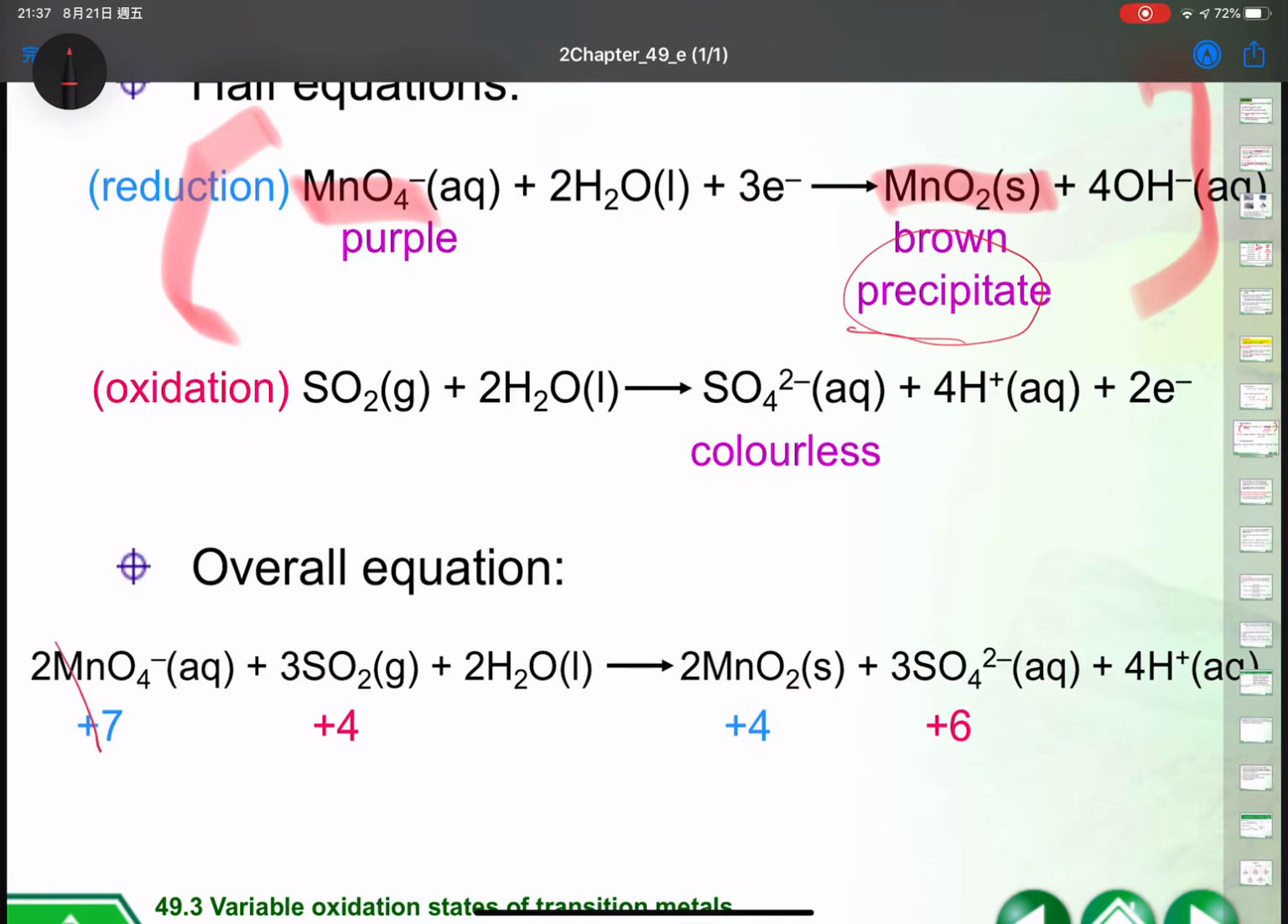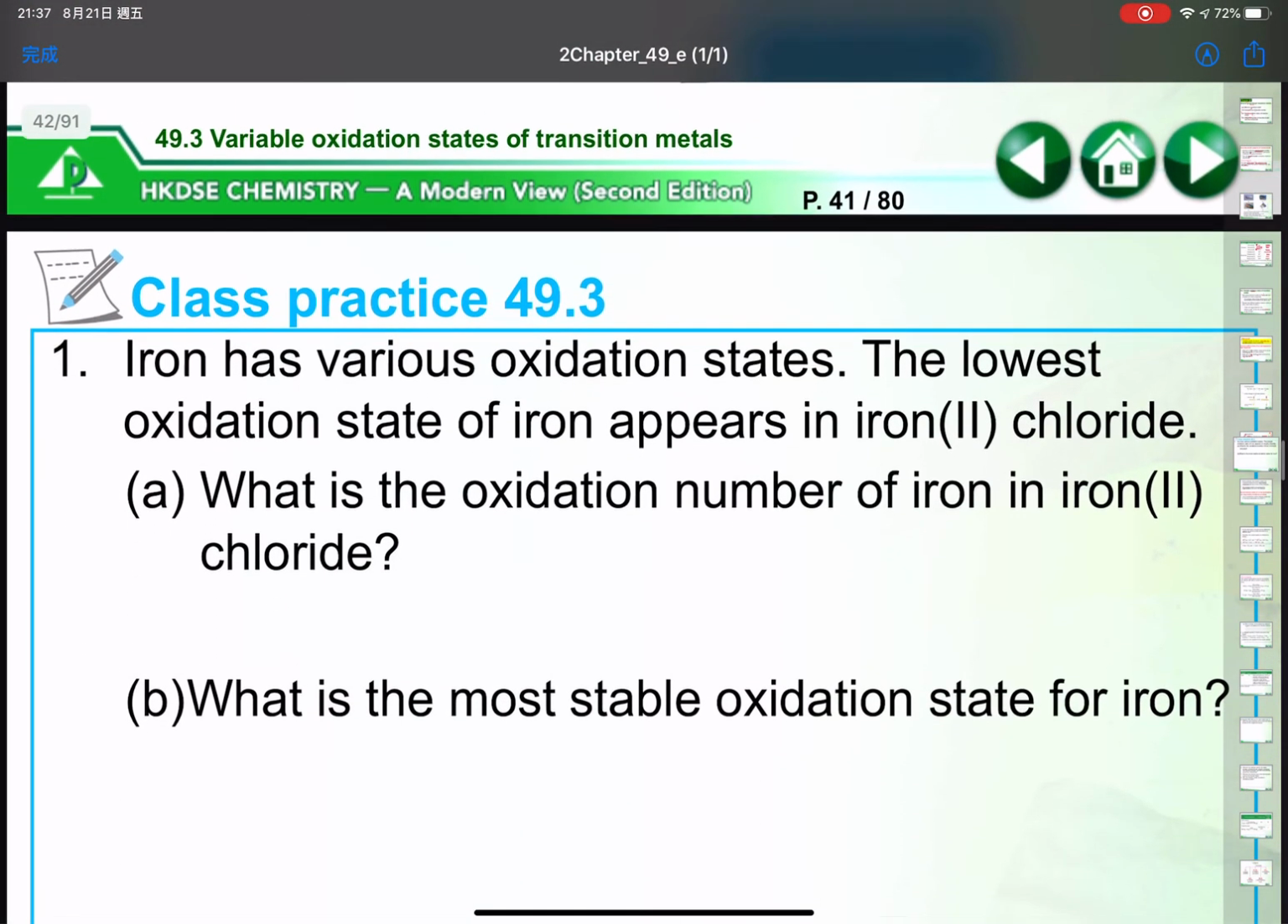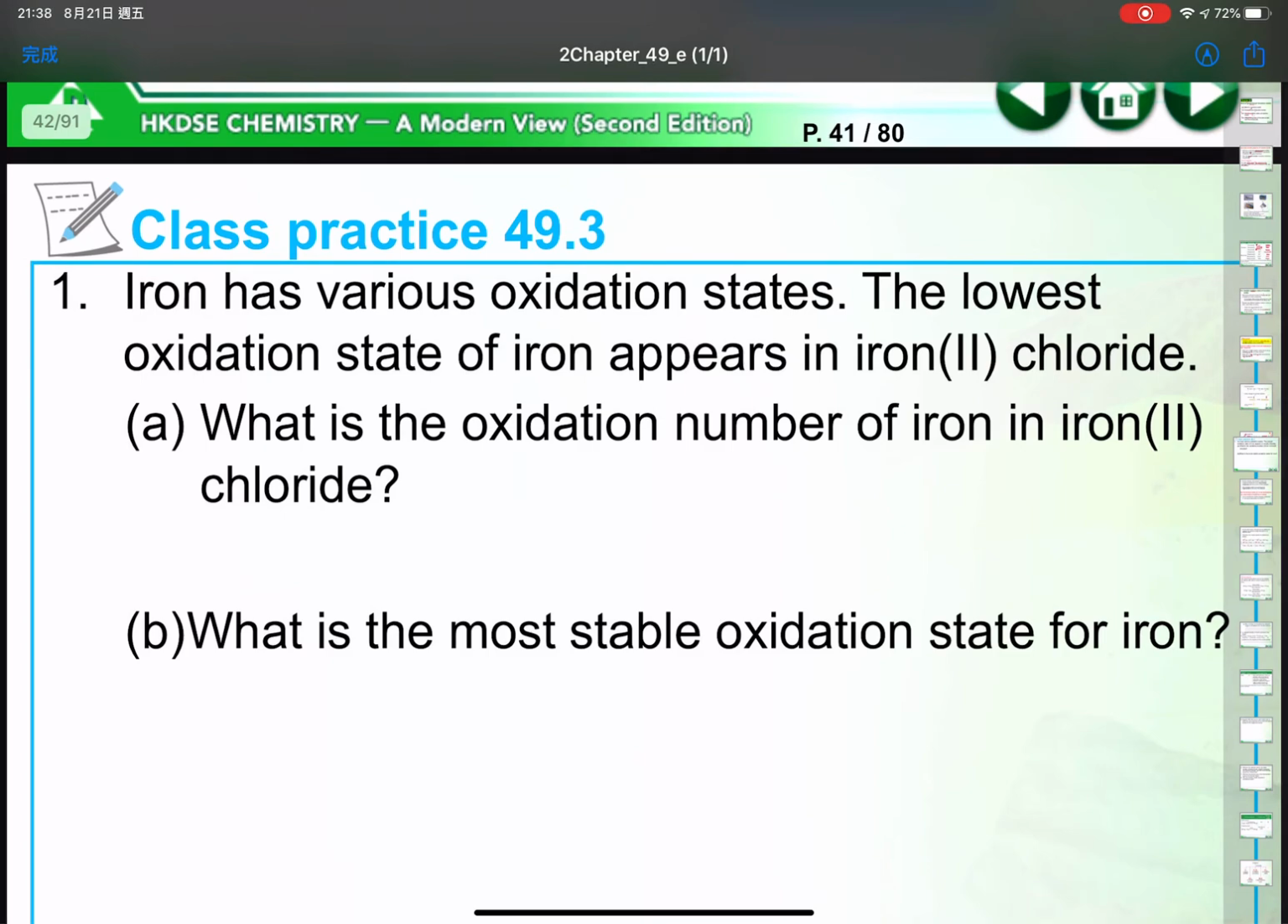Actually, MnO2 cannot dissolve in water. Now a practice question: iron has various oxidation states. The lowest oxidation state of iron appears in iron(II) chloride. What is the oxidation number of iron in iron(II)? Obviously, iron(II), so the oxidation number is positive 2. The most stable will be positive 3. Iron(III) is the stable one.